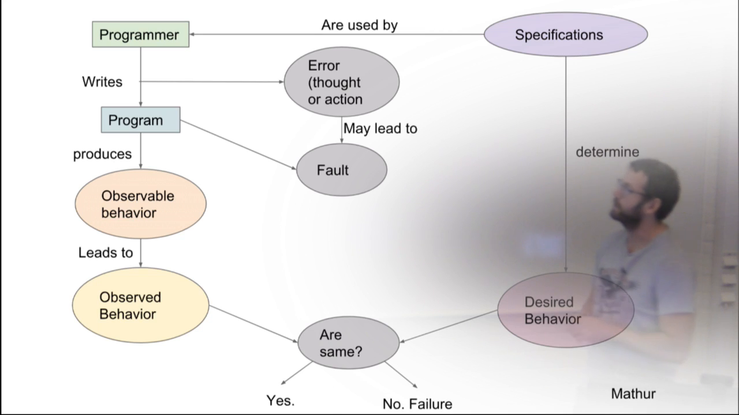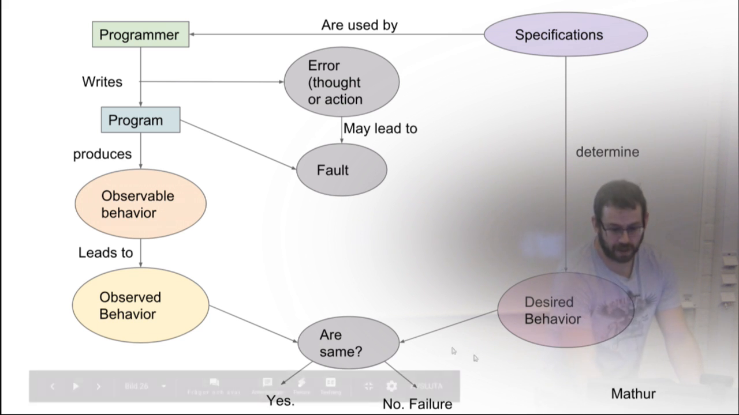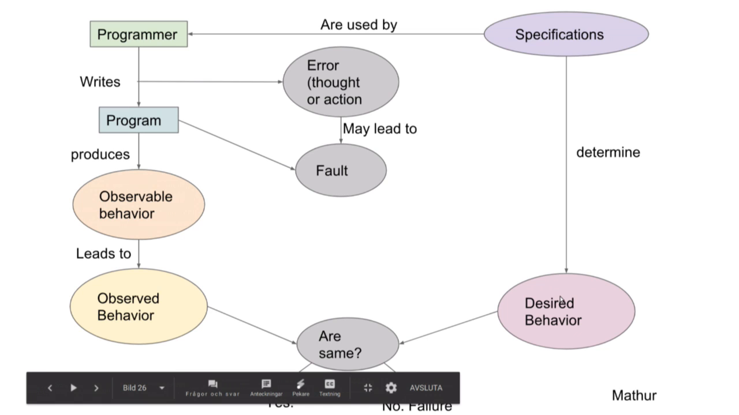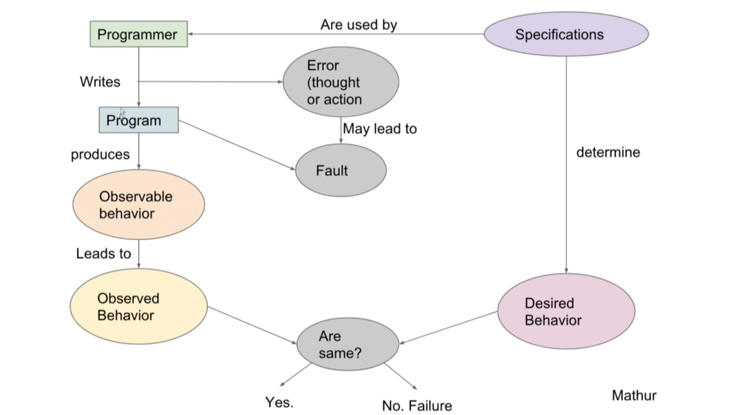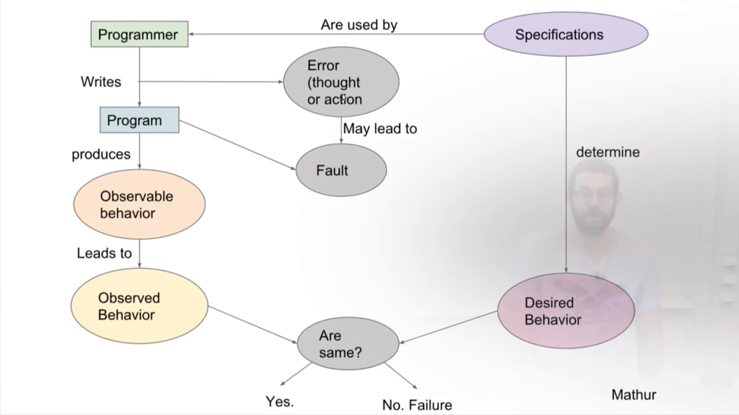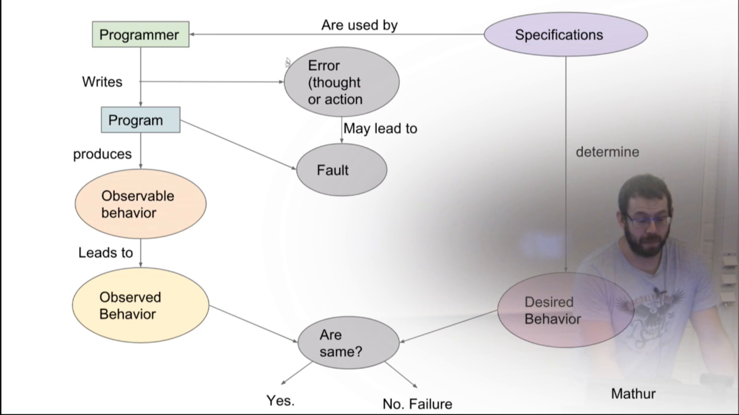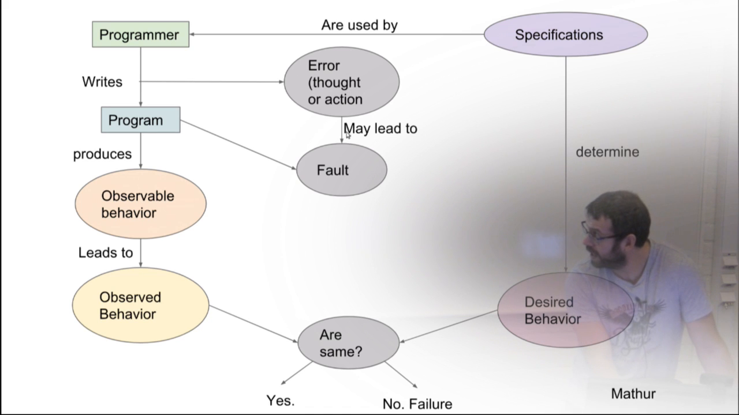Pretty simple. So like this. On the top right hand, we have the specification. The specification determines the desired behavior below me, behind me. The desired behavior is how we want the program to work. And the specification is also used by the programmer to write the program. While doing that, the programmer makes some error in thought or action. I would say that not only the programmer can be the one who's making the error here, actually the person writing the specification could also introduce errors, perhaps not understanding the deeper meaning of the requirements or something like that. But the programmer writes code and introduces faults, bugs into the code, into the program.